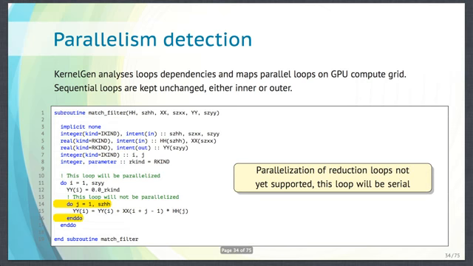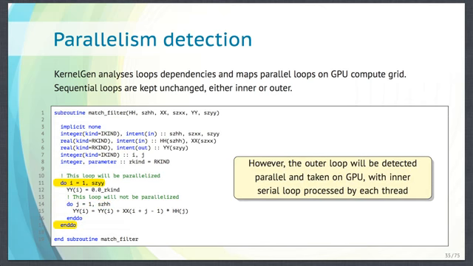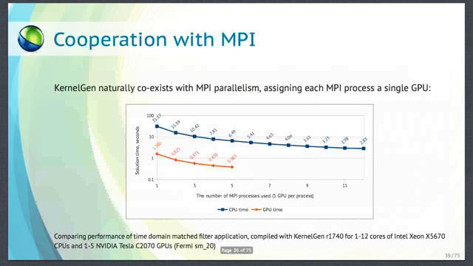Like in this case, we have inner loop as reduction. We currently don't support parallelism of reduction. So in this case, this loop will be serial. But outer loop contains independent iterations. So in case of our outer loop, we will generate the GPU compute grid, and each thread inside GPU kernel will have a loop with reduction. So the entire loop will be taken on GPU.